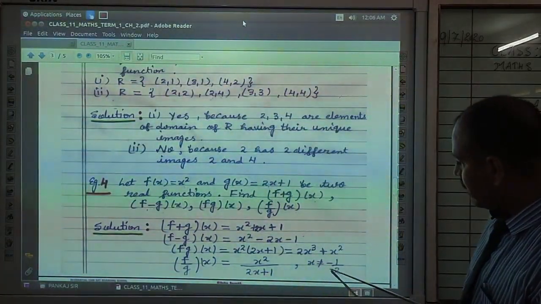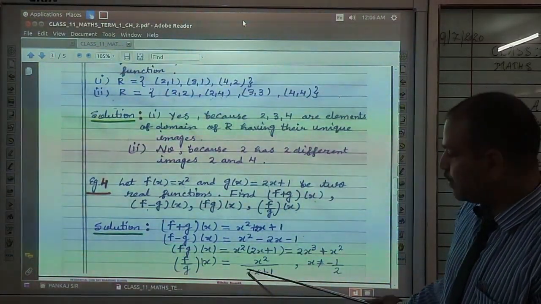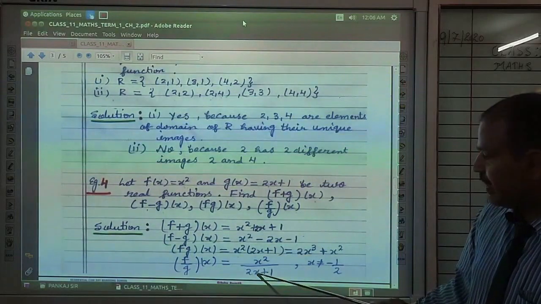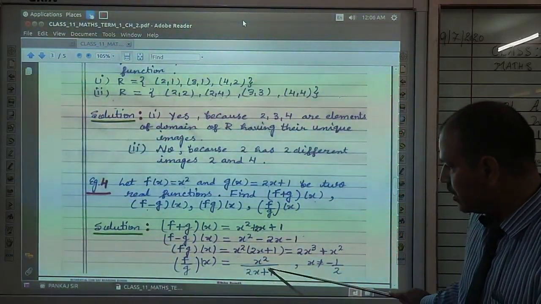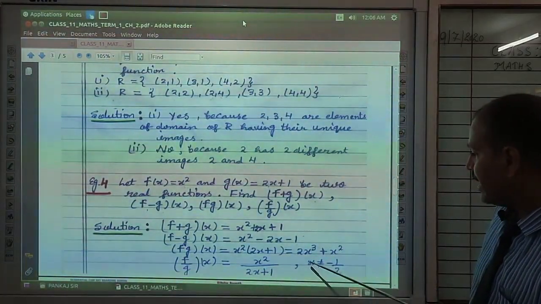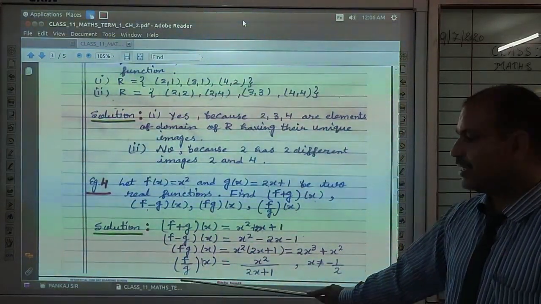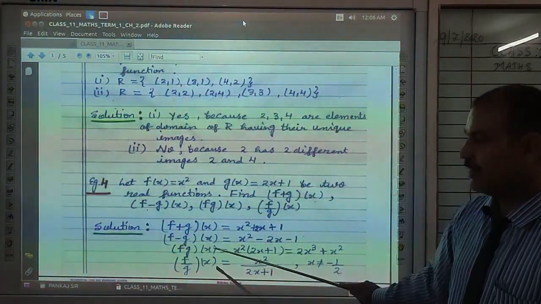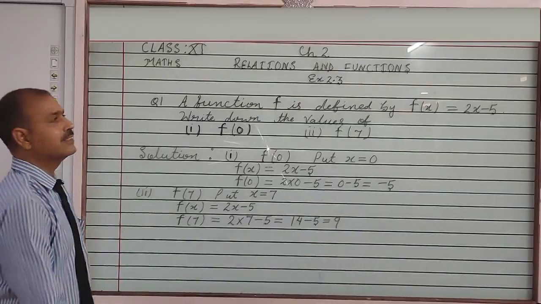What do you mean by not equal to? Here x is not equal to minus 1 by 2. Suppose we put x equal to minus 1 by 2, then the denominator is 0 and this form is indeterminate. So x is not equal to minus 1 by 2. Therefore the required answer is (f/g)(x) is equal to x square upon 2x plus 1.